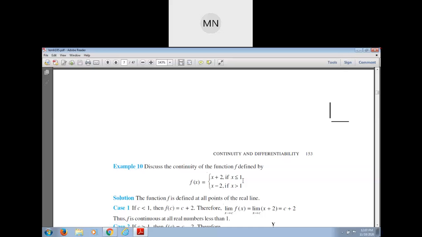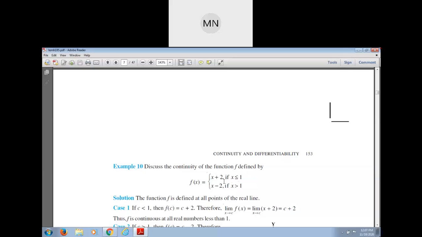Have you written it? Now you have to state the continuity. For this type of function, you have to state the continuity at x equals 1, because in the problem the function is given for x less than or equal to 1 and x greater than 1. For the other points, it is x plus 2 and x minus 2.